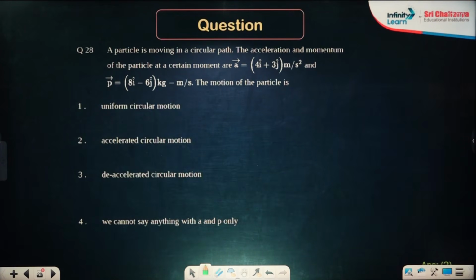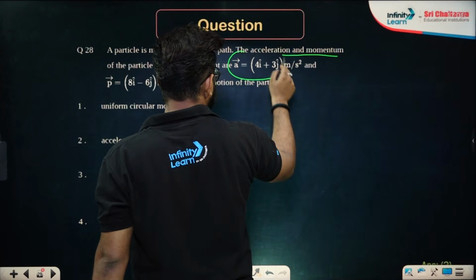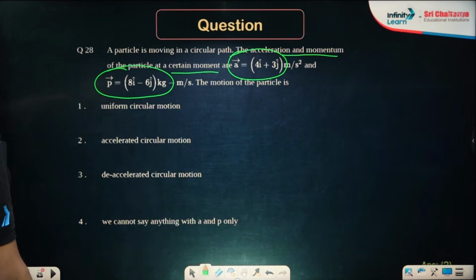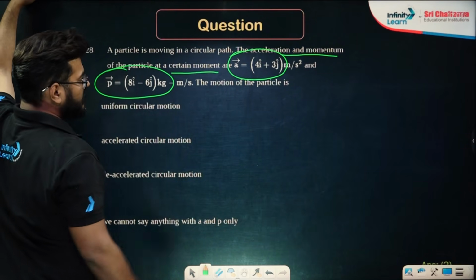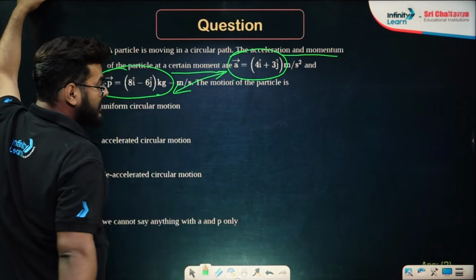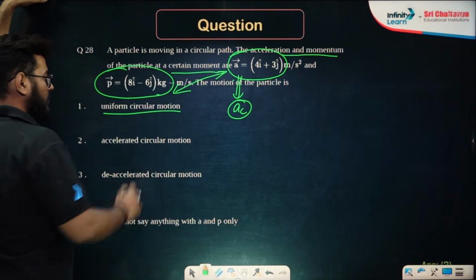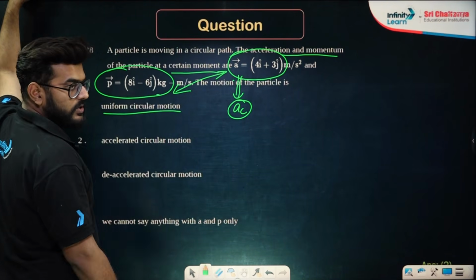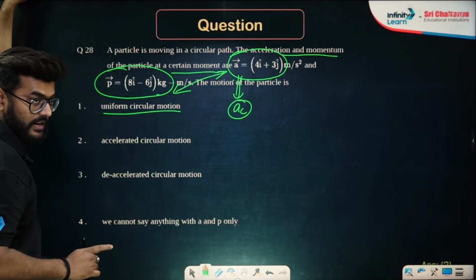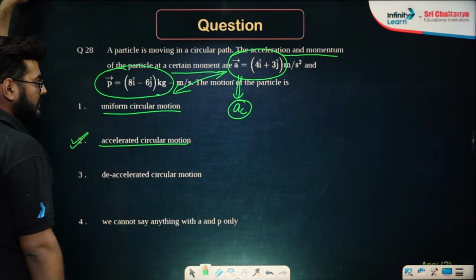A particle is moving in a circular path. The acceleration and momentum of the particle at a certain moment are a vector equals 4 î plus 3 ĵ and p vector equals 8 î minus 6 ĵ. The motion of the particle is? Just do the dot product, and if the dot product turns out to be 0, that means there is only centripetal acceleration. That means this will be a uniform circular motion. If it is not 0, that simply means there is some acceleration along the momentum as well. Then it is going to be an accelerated circular motion. So this is the right answer.